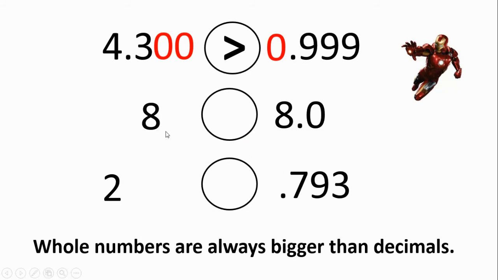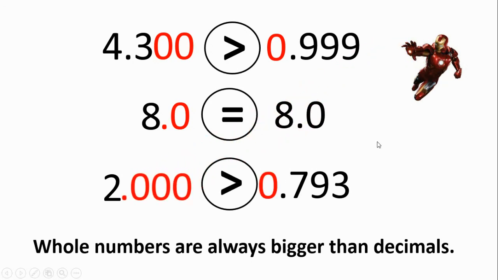Remember, all numbers that don't have a decimal, you can always put it right there, and that's what I'm going to do. And I'm going to include that 0 because this has a number behind the decimal. Obviously, that's equal. I'm going to add a decimal and 3 zeros because this has 3 numbers behind it. And you can add a 0 there too. Obviously, 2 is bigger than 0.793.